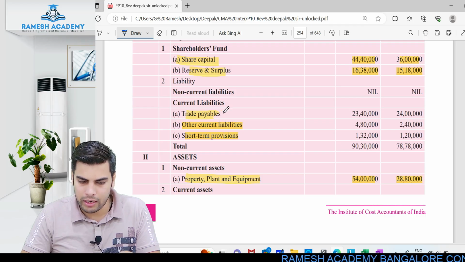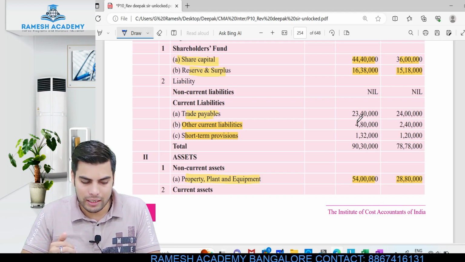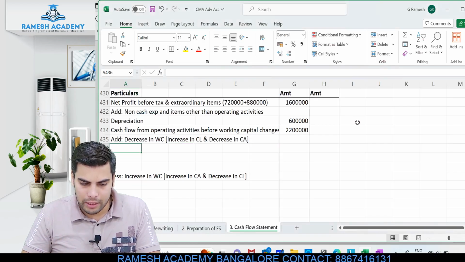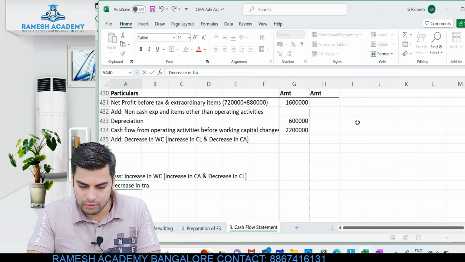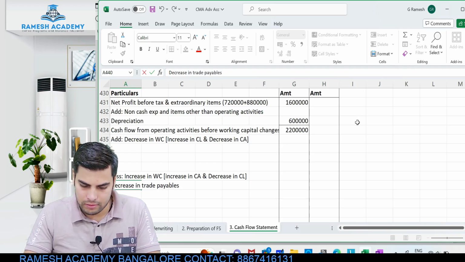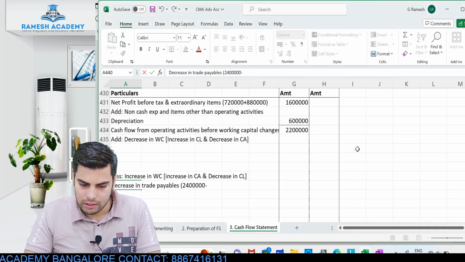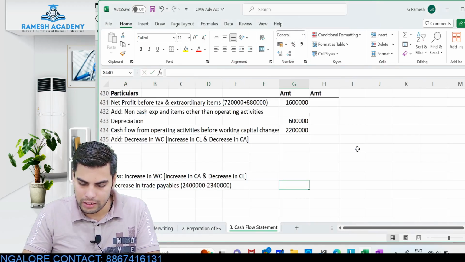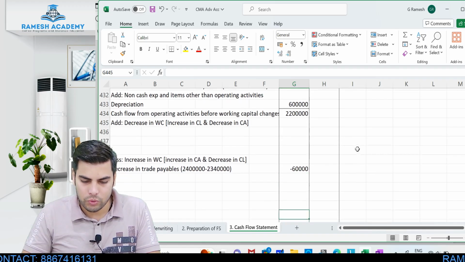So when it comes to current liabilities, look at this. We got trade payables. So from 24 lakh it has become 23 lakh 40,000. So is it increased or decreased? It is decreased. Now decrease in current liability, what are we supposed to do? We are supposed to deduct it. So decrease in trade payables, from 24 lakh it has been decreased to 23 lakh 40,000. So it is reduced by 60,000. So 60,000 I'll be showing over here.